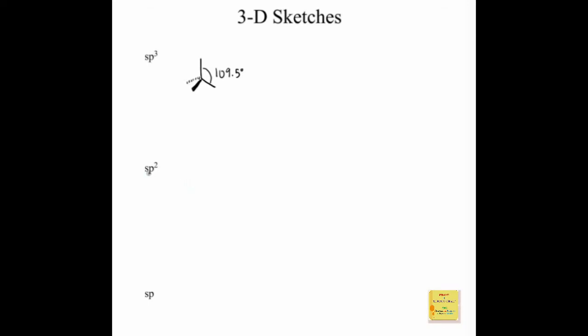Okay, sp2 had 1, 2, 3 regions of electron density. So this is our trigonal planar. So we can draw those in the plane. And our bond angle is 120 here. Again, 120 looks very much like 109.5, just a little wider than 90 degrees.